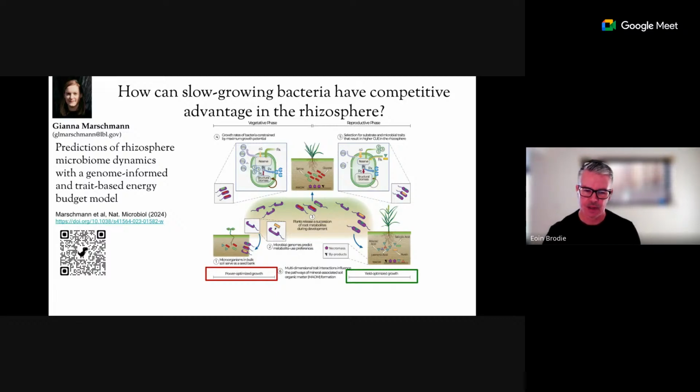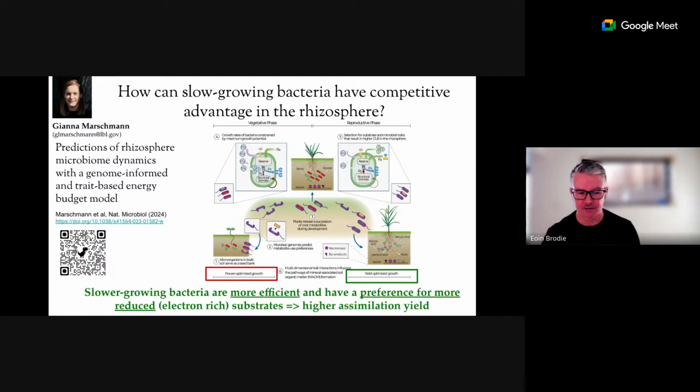energy to access. Those microbes grow slower, and what we identified was that the slower growing bacteria using those types of substrates are more efficient. They have a preference for those more reduced electron-rich substrates, which gives them a higher assimilation yield. So the action of the plant, the chemicals that the plant releases, selects specifically for organisms that are more efficient, and the substrate itself leads to higher efficiency. So those microbes are more efficient, and the substrates that the plant is giving to them also enhance their efficiency. So that allowed those microbes to be more competitive in the environment.